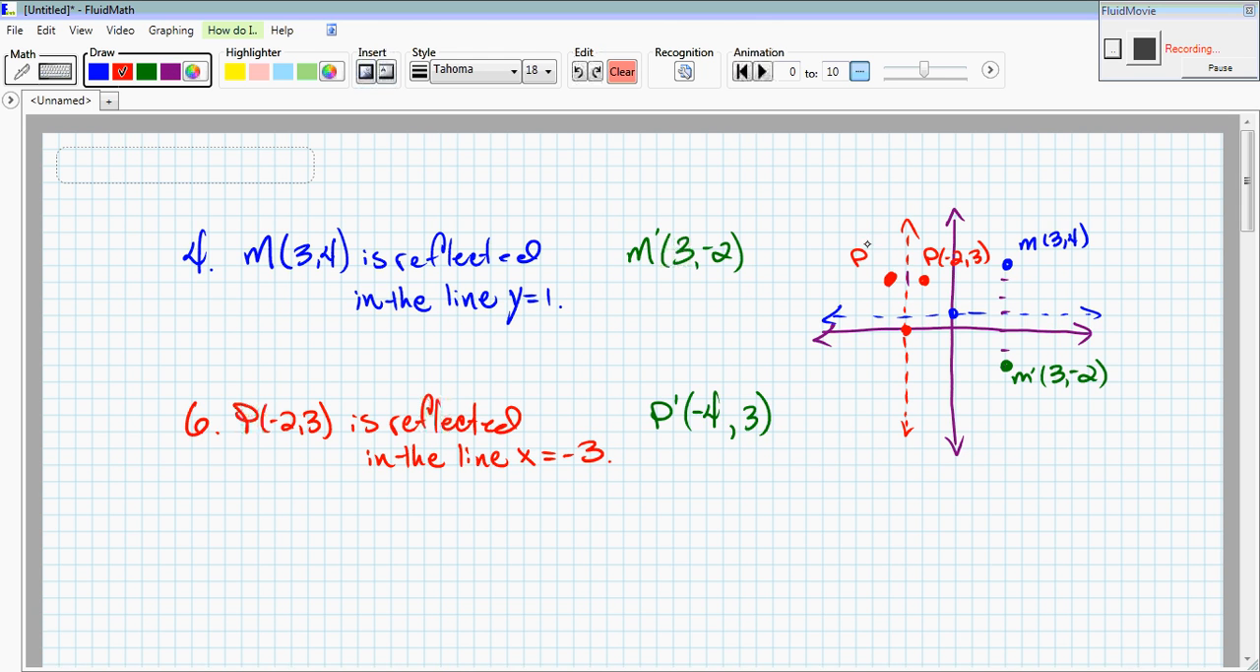Okay, so P prime then is going to be negative 1, 2, 3, 4. Still, top to bottom, up and down orientation, positive 3. Negative 4, 3. Check, check.